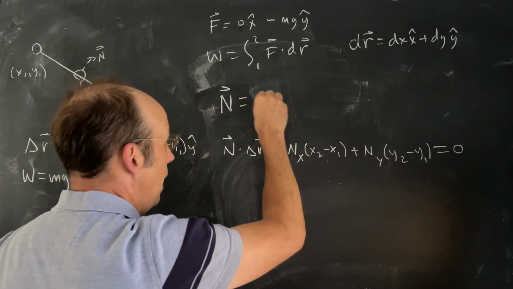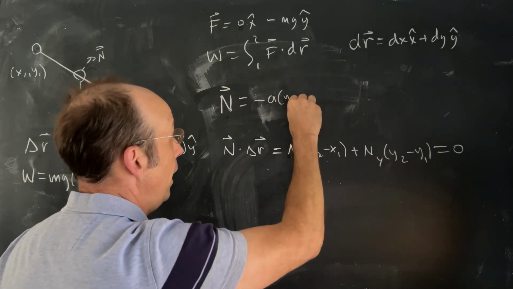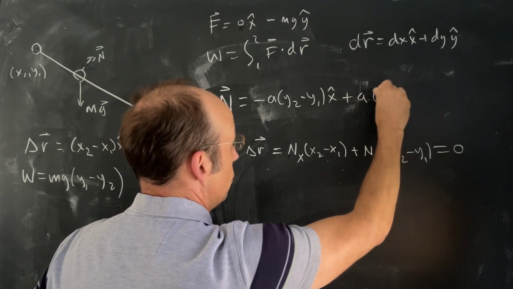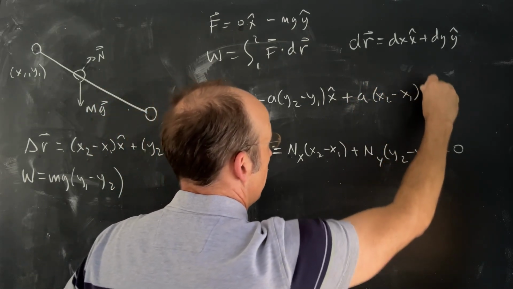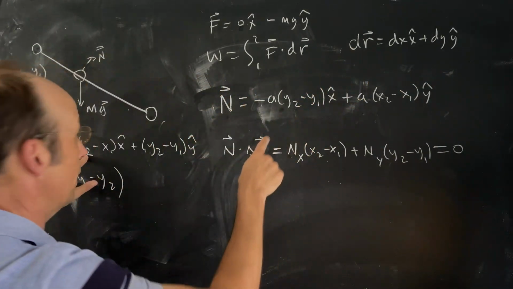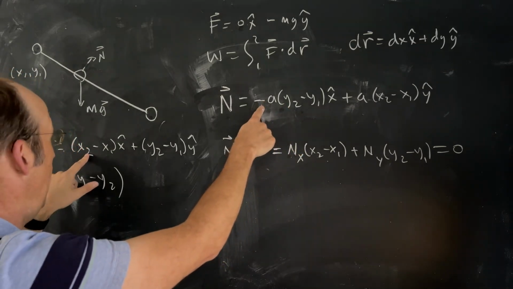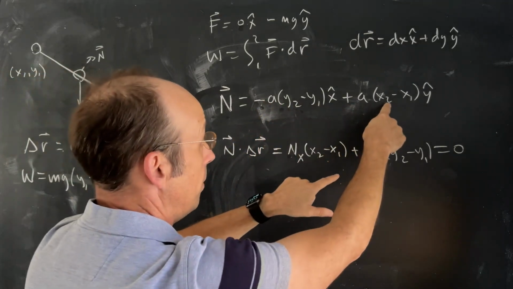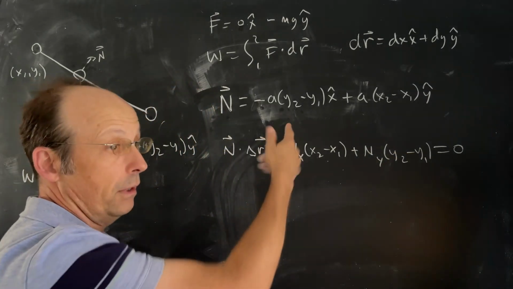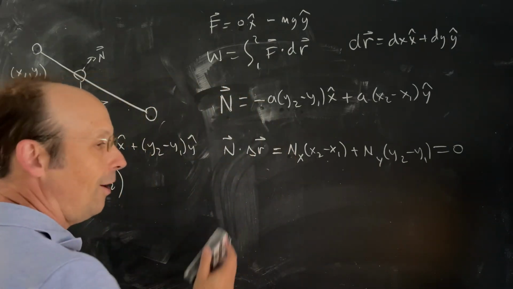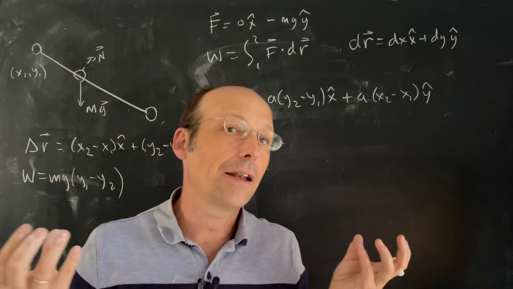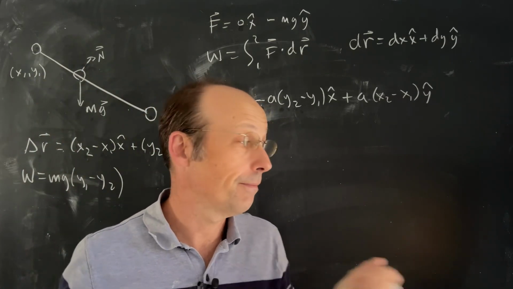I'm going to say negative a, some constant, times (y2 minus y1) x hat plus a times (x2 minus x1) y hat. So now when I do the dot product between this and this, I'm going to get negative a (x2 minus x1)(y2 minus y1), and this one's going to be a (x2 minus x1)(y2 minus y1). So they're going to add up and they're going to be 0. So that will work. I don't even care what a is. I know it's cheating. You don't have to tell me. I know. But when you get in a problem that you can't quite grasp, sometimes you just need to cheat.